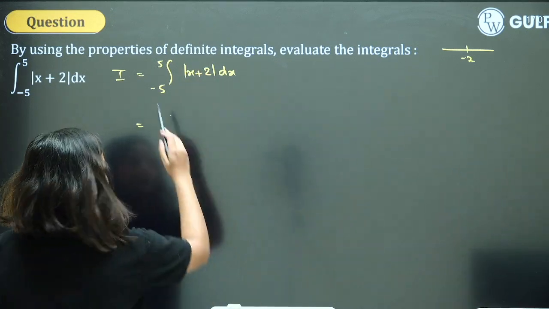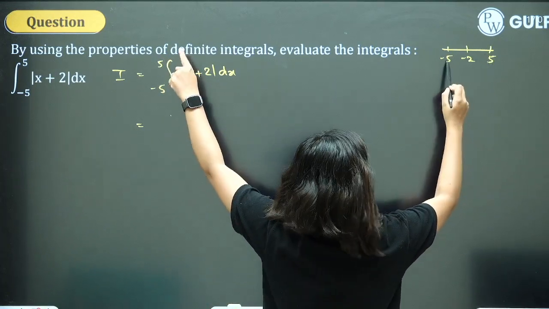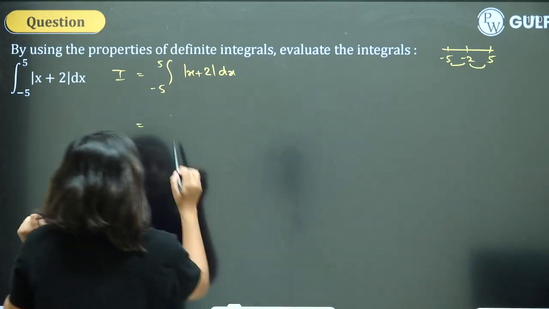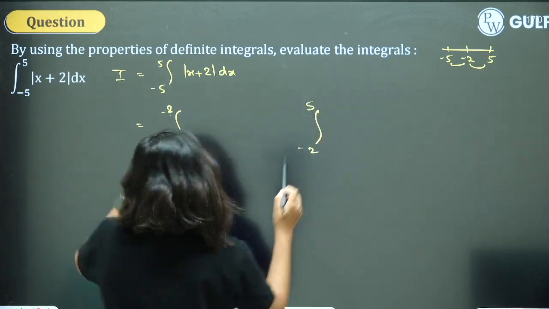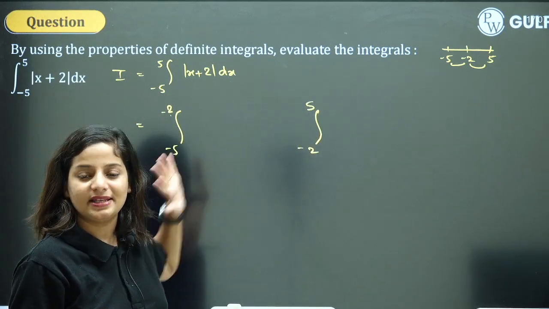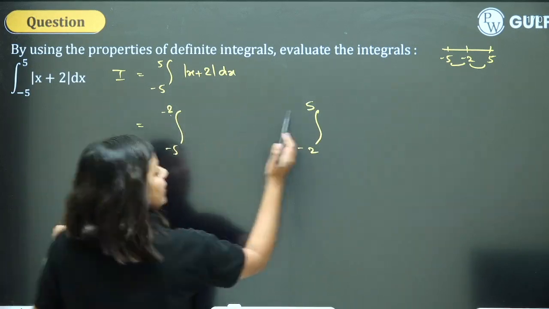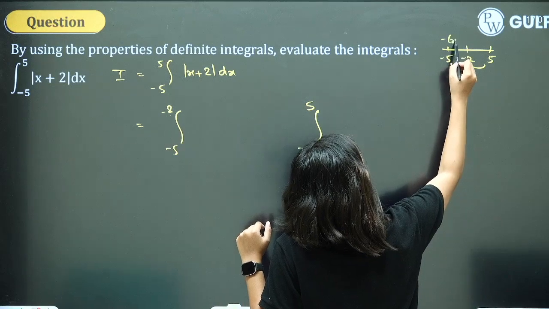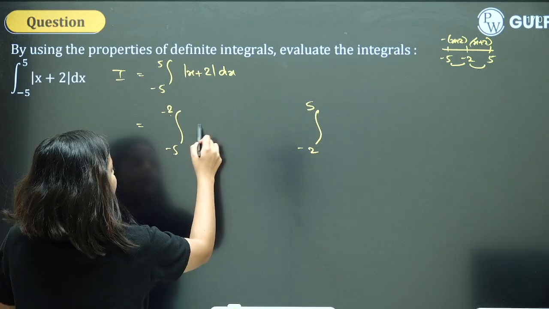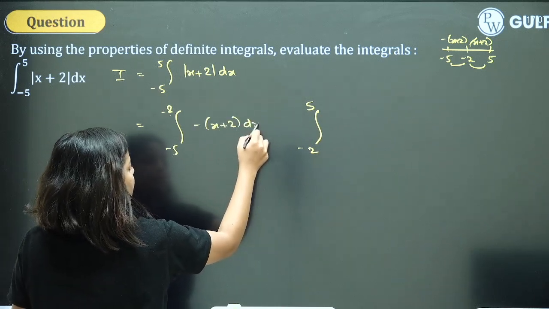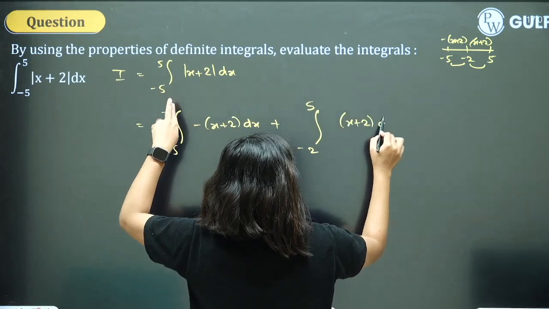That is the vertex. Now I'm going to split this mod integral, which is minus 5 to plus 5, into two parts. Minus 5 to minus 2, and minus 2 to plus 5. Minus 5 to minus 2, you will consider it is on the left side. So on the left side we always take negative and on the right side positive. So on the left side, negative of the function, whereas on the right side, which is minus 2 to 5, we will consider positive mod.